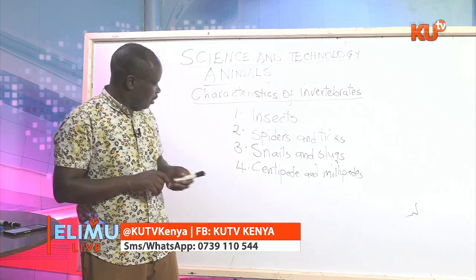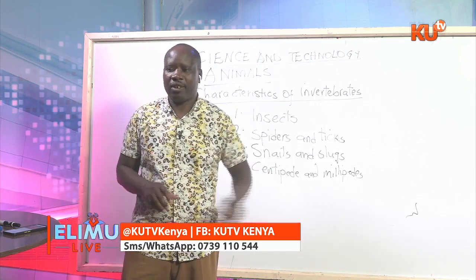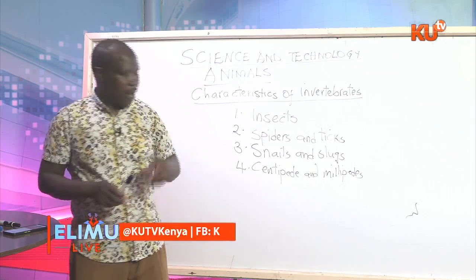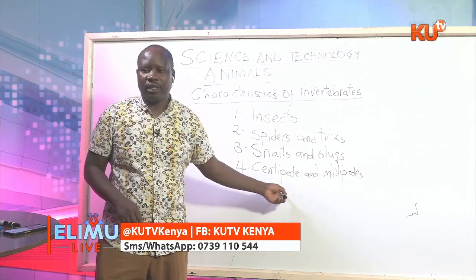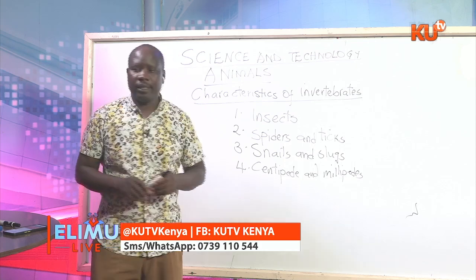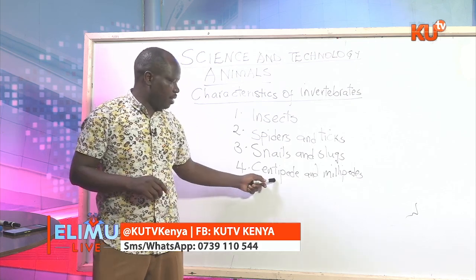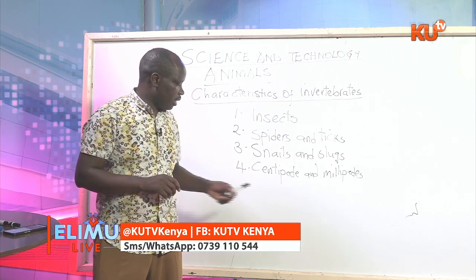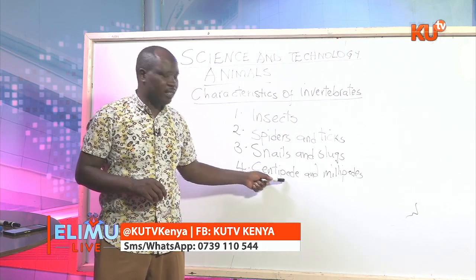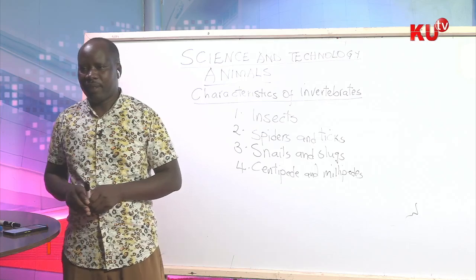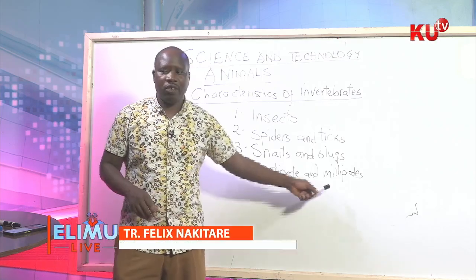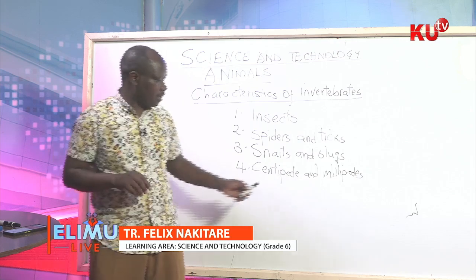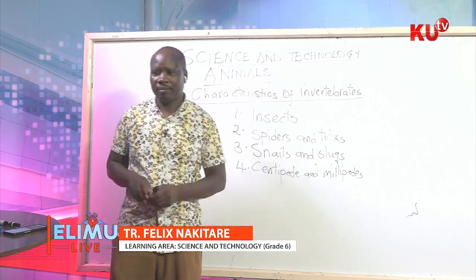Finally, last but not least, we come to our last category of invertebrates. And what is this, our fourth category, the last one? It is made up of centipede and millipede. Our final class, group or category is centipede and millipede. We want to look at them, and at times it confuses people. Most people do not know the difference between a centipede and a millipede.